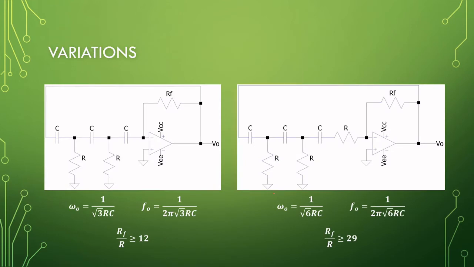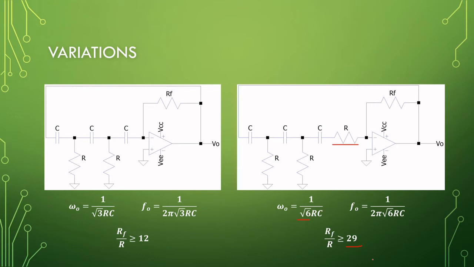So the variation is the circuit on the right hand side, where you will typically find that there is an extra resistor included going into the amplifier like this. So what you have is basically a high pass filter and two RC sections. If you redo the whole Barkhausen criteria, you will find that it is the root of 6 and the gain should be larger than 29.